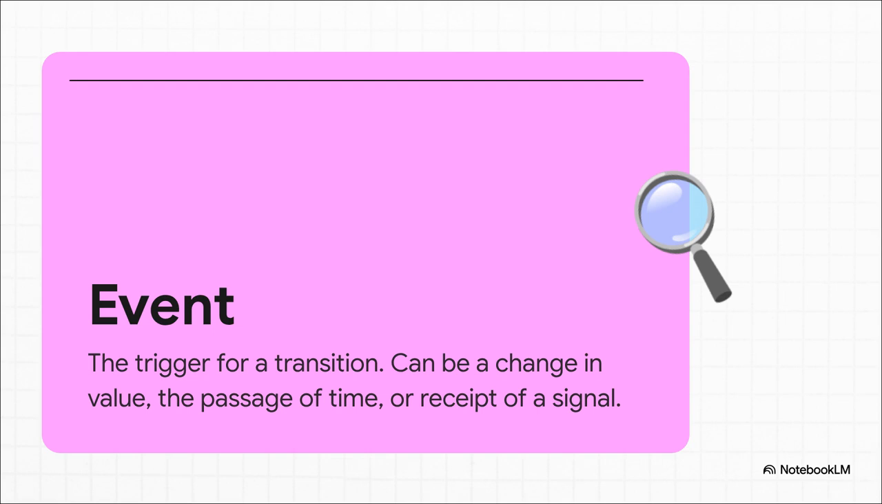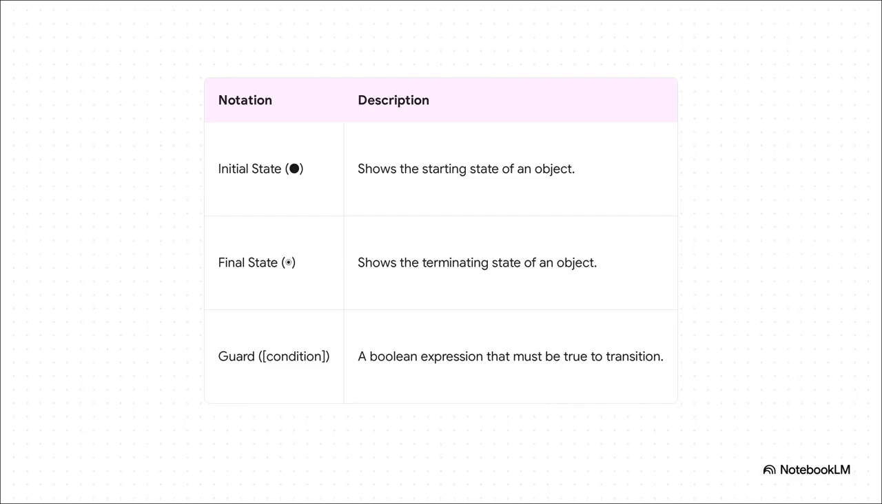Ah, okay. So that's the real power here, isn't it? You're separating the state an object is in from the event that happens and the transition it causes. It creates this super clear step-by-step logic. You totally hit on the key insight. That separation is what stops everything from becoming a tangled mess.